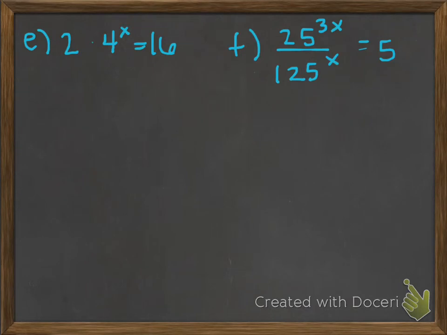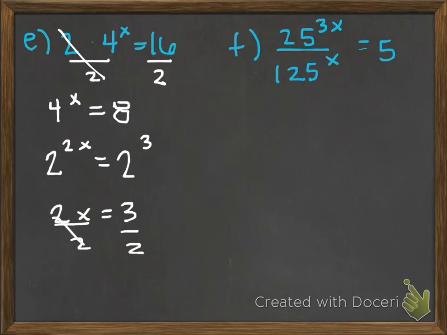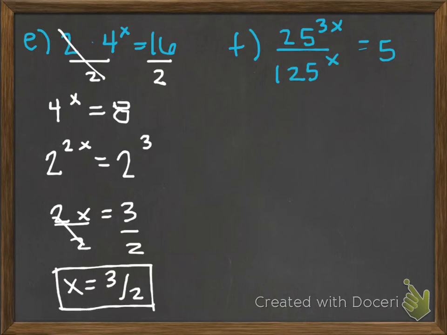Letter E, notice my base is 4 in this problem, so I would like to get rid of the 2 first. So if I need to get rid of the 2, we're going to divide both sides by that 2. So now I'm at 4 to the x equals 8. And again, we need to rewrite both sides. So 4 can be replaced with 2 squared. 8 is 2 cubed. So 2x has to be equal to 3. Divide by 2. So x has to be 3/2. So again, we got that 2 out of there from the beginning because my base is 4, and that's the only thing I'm concerned about. So I got rid of the 2, then I got same bases.